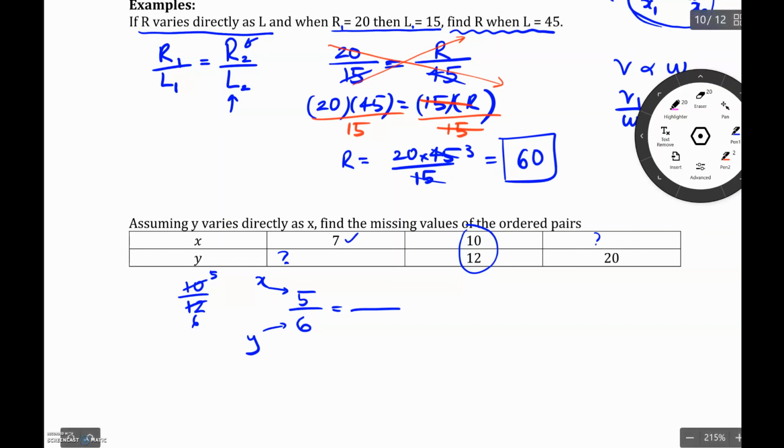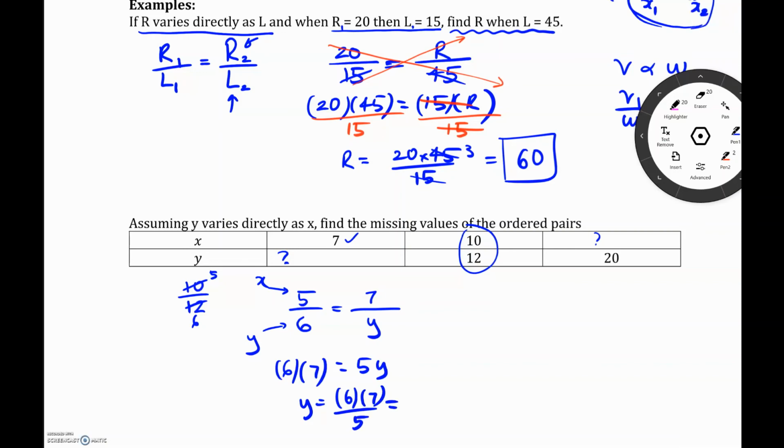So here now we have 7, which is an x value. So we could say that's 7 over the y value. So let's put y there. So again, we know that 6 times 7 is equal to 5 times y. So y is 6 times 7 divided by 5, which you could verify is 8.4. So that's our first answer.